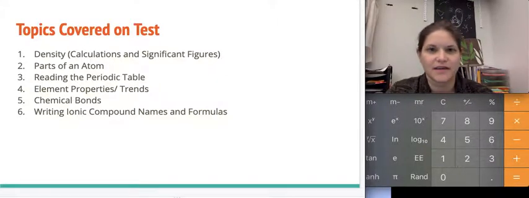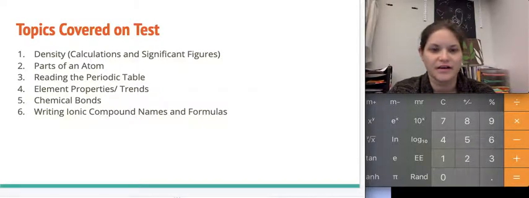You will be able to use a calculator on this test. You'll be able to use your periodic table, and you will be able to use the ionic bonding puzzle pieces if you would like to use those on the test. Nothing else is going to be available to you while you're taking the test.